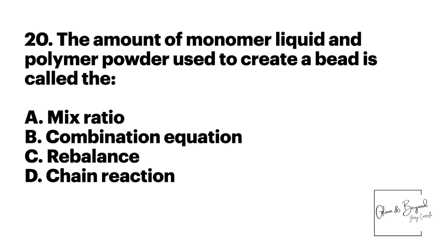Number 20. The amount of monomer liquid and polymer powder used to create a bead is called the A. Mix ratio. B. Combination equation. C. Rebalance. D. Chain reaction.